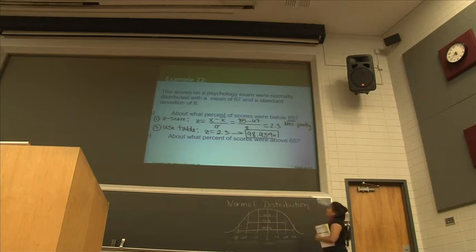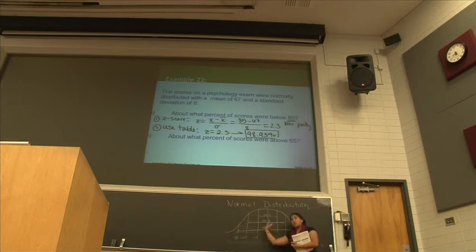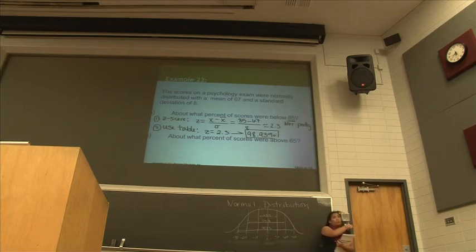Here's the difference with part B. What percent of the scores were above 65? We've got to work backwards again. Z-score gives us everything that way. We're looking for answers in the other direction. So if you see the keyword above or more than, that's when we're working backwards.